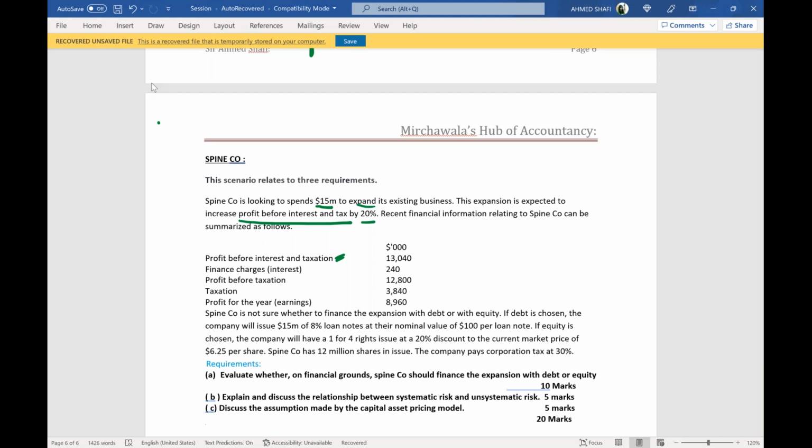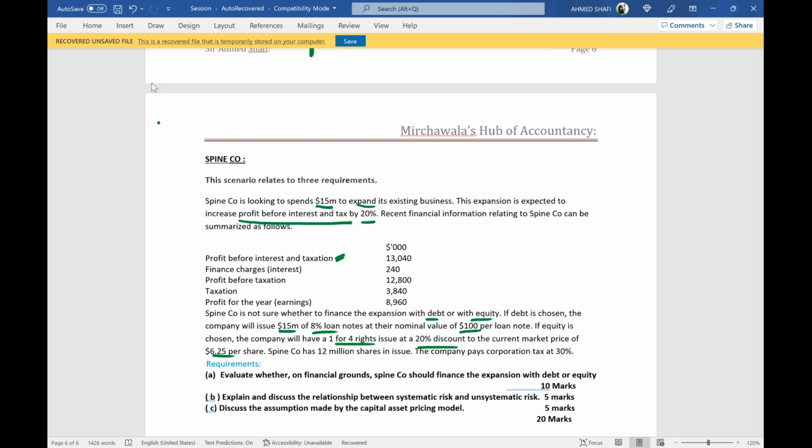Spine is not sure whether to finance the expansion with debt or equity. If debt is chosen, 15 million is needed, 8% loan notes at par value of 100. For equity, a 144 rights issue at a 20% discount to the current share price of 6.25. If you check again, 20% discount to the current share price of 6.25.